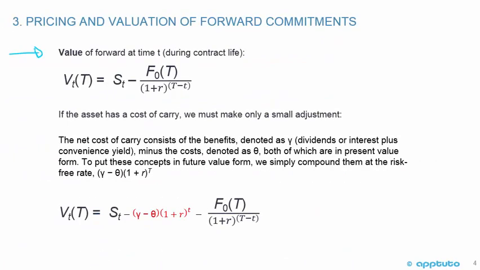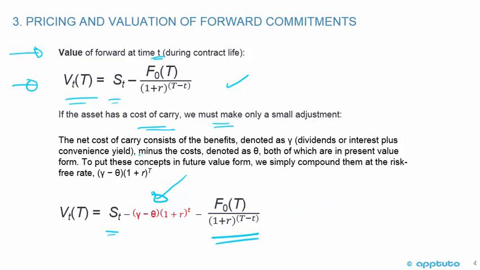So now we're looking at the value of a forward at time t during the life of the contract, and you recall from the previous learning outcome statement that the value at time t is the spot price at time t minus the present value of the future price, okay? So it's the future price divided by 1 plus r, t minus t. Now, if the asset has a cost of carry, we must make a small adjustment to that formula. So what are we doing? We're putting in that spot price at time t minus the benefits, the future value of the benefits, minus the costs at future value of time t, okay? Minus the rest of the formula doesn't change, the present value of the future price, okay?